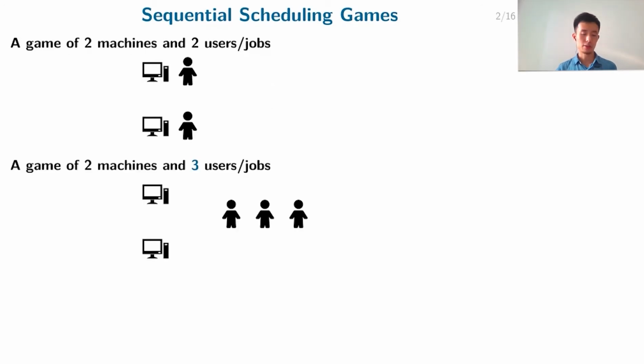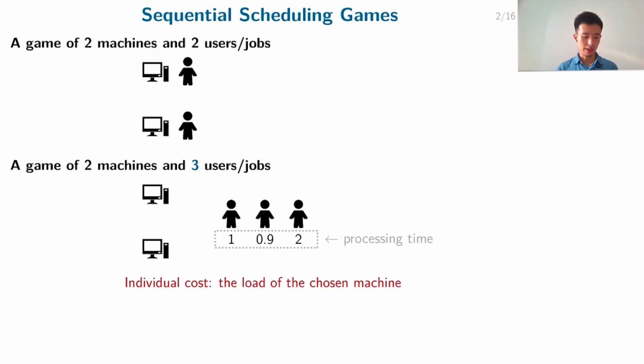Next, we consider a three-player game. In this game, the three players have different processing times, and the individual cost of each user is the load of the chosen machine, where the load of the machine is the total processing time of the jobs processed on it. That is to say, if two users chose the same machine, the cost would be the sum of their processing times for both of them. So next, let's see how this game would be played.